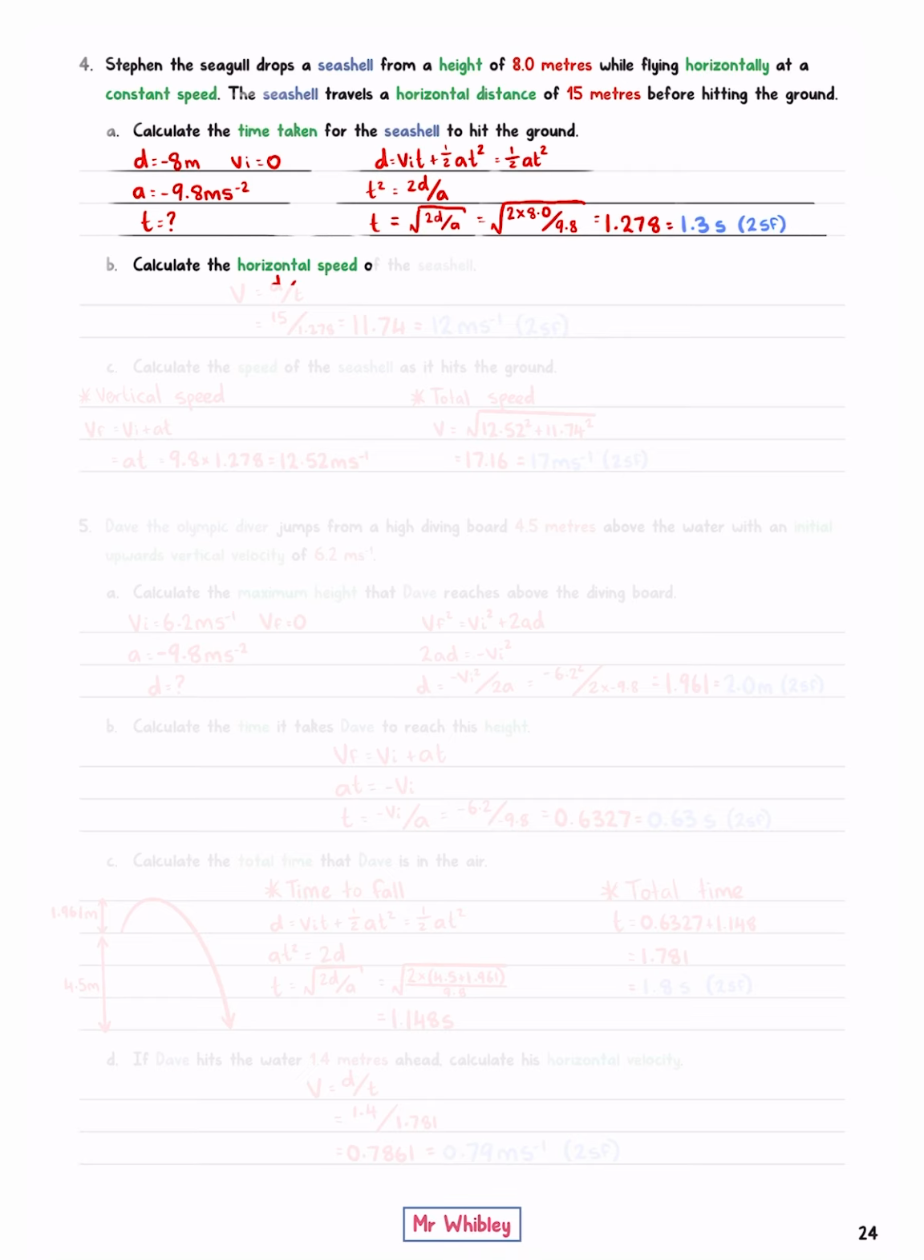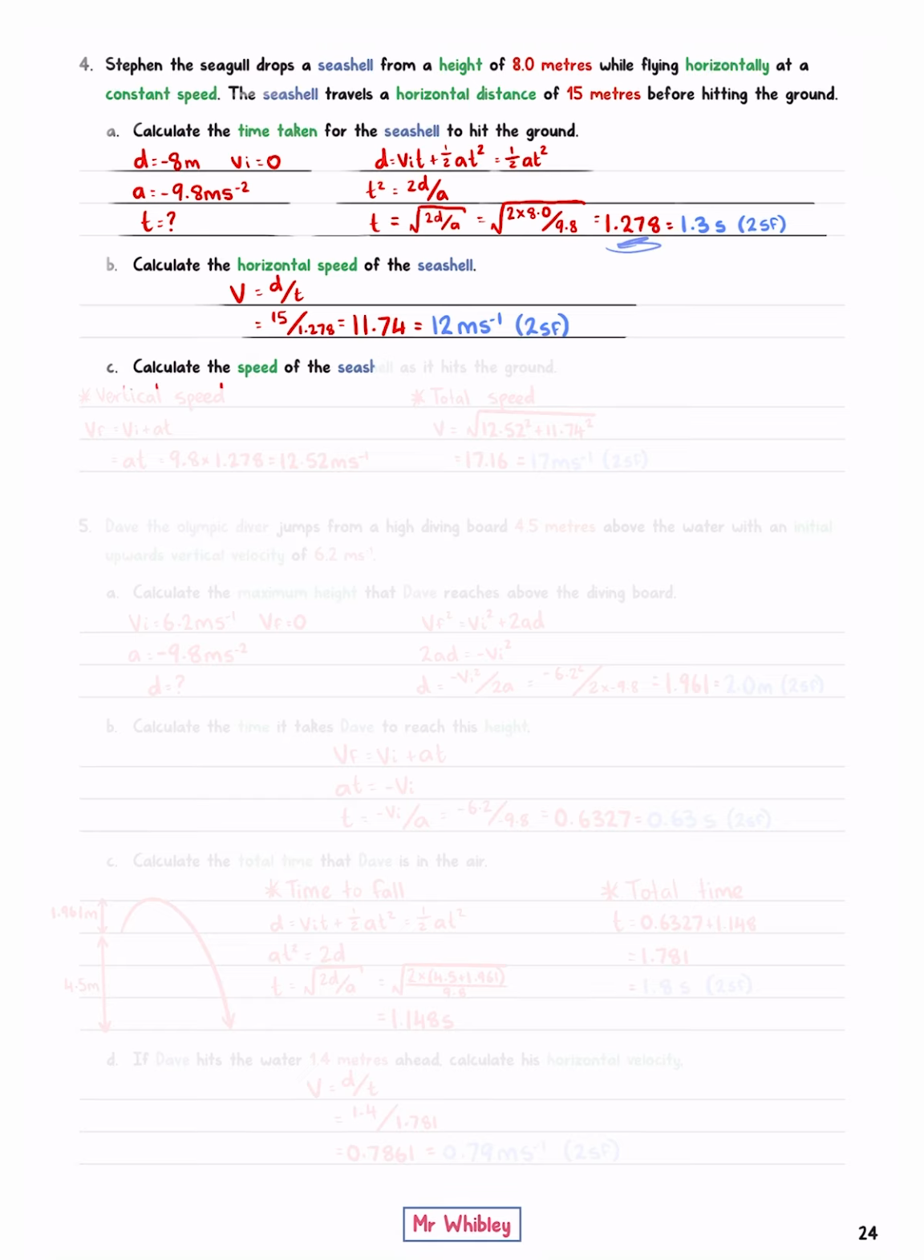Calculate the horizontal speed of the seashell. Because we know the horizontal distance and we also know the time, we can just use our v equals d over t because there's no horizontal acceleration. Putting these numbers in gives me 11.74 or 12 meters per second to two significant figures.